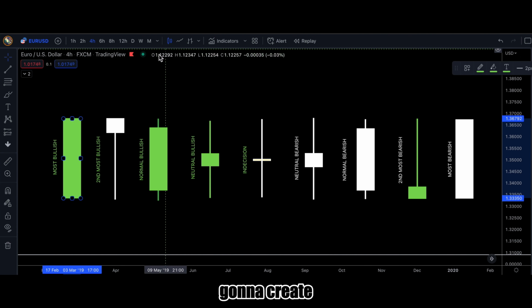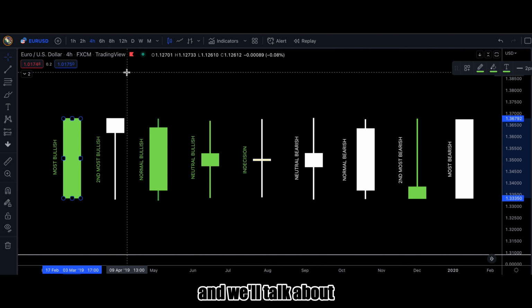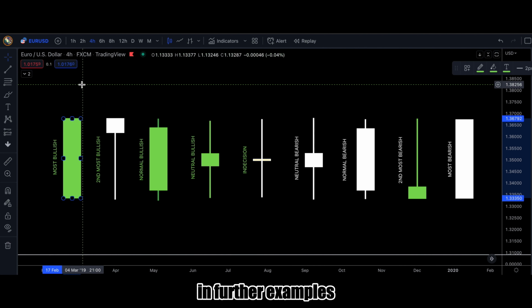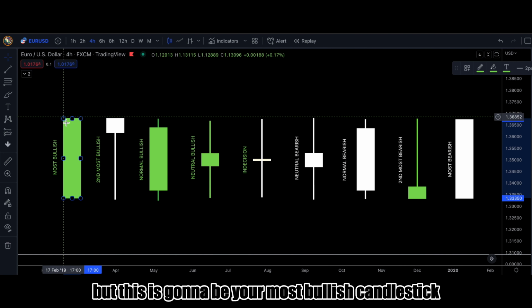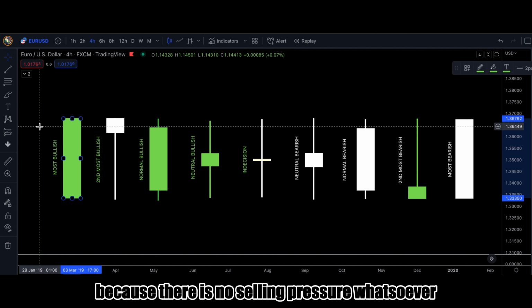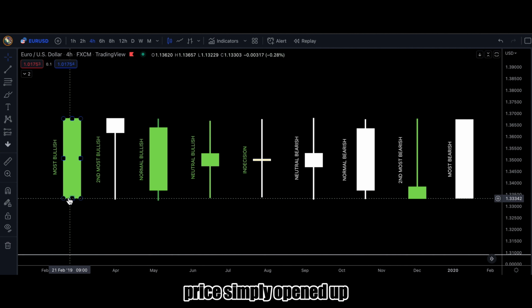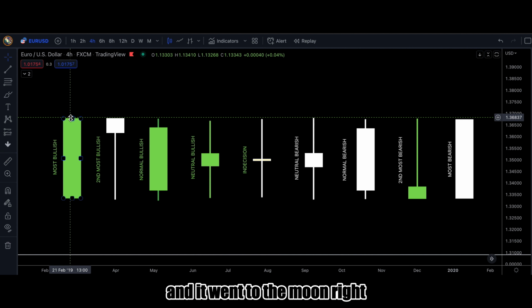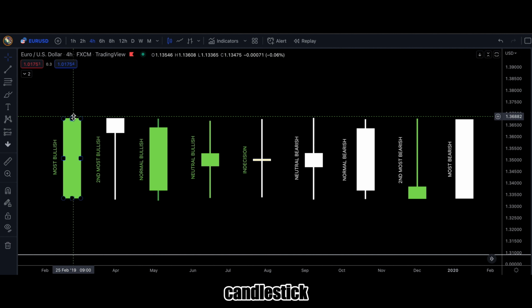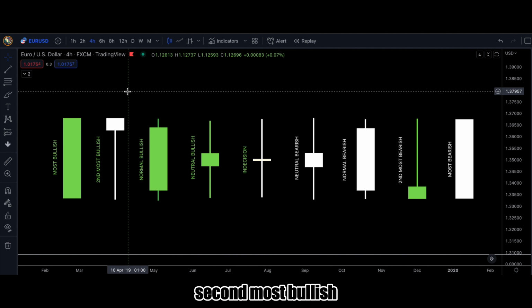And that's typically going to create an imbalance or a fair value gap, and we'll talk about those later on in further examples. But this is going to be your most bullish candlestick, simply because there is no selling pressure whatsoever. Price simply opened up and it went to the moon, right? That is your most bullish candlestick. Now let's take a look at the second most bullish candlestick, right?